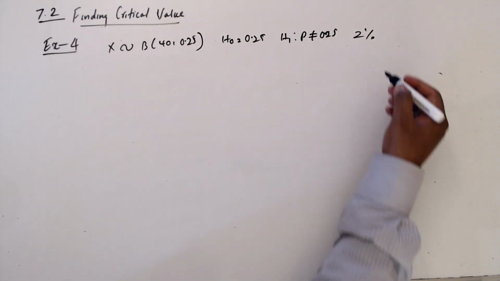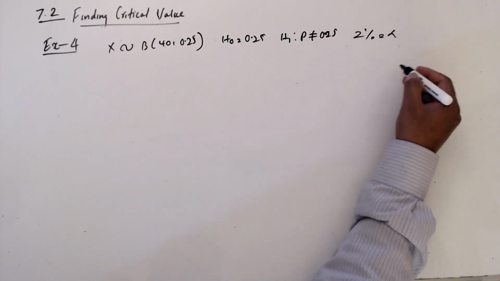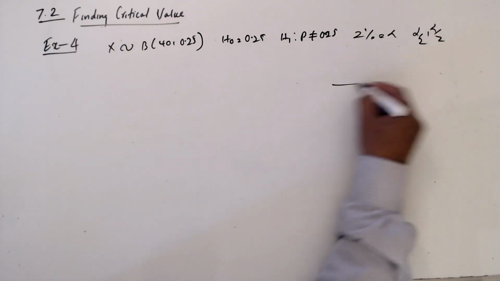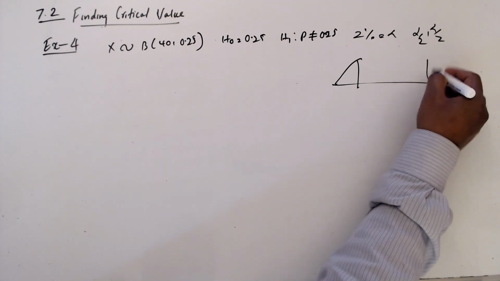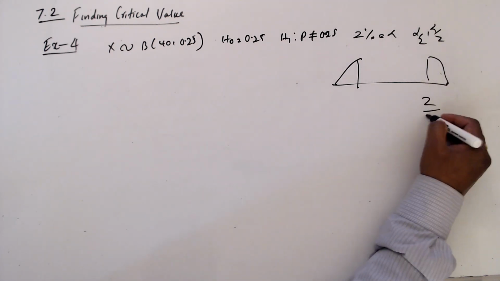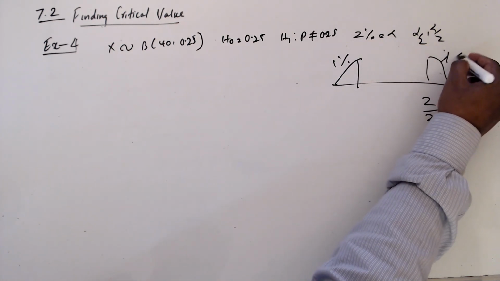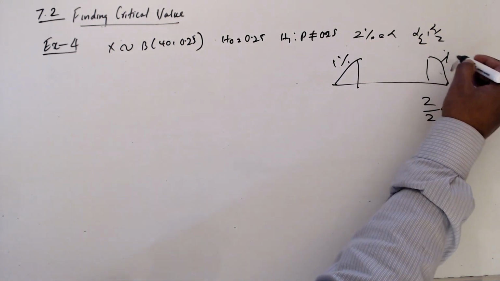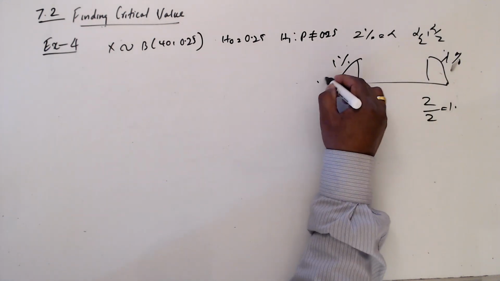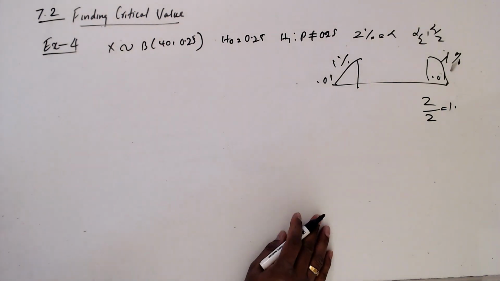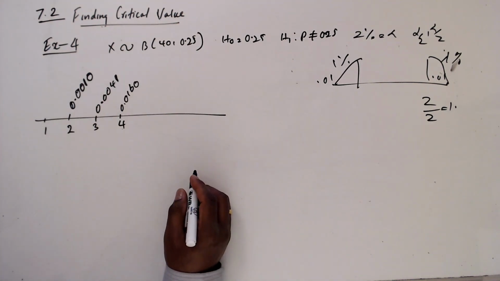It means alpha is 2%, and since it is two-tailed, we have to take alpha by 2, it means from both sides. 2 divided by 2, 1% each from both sides. So this is 0.01 and 0.01 from both sides. Now we'll find the distribution.